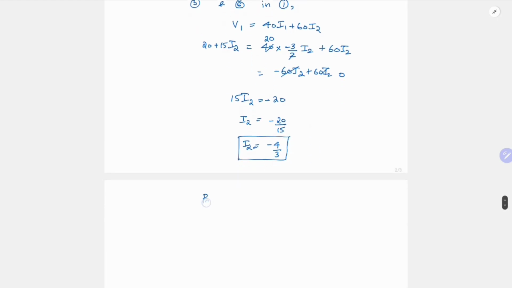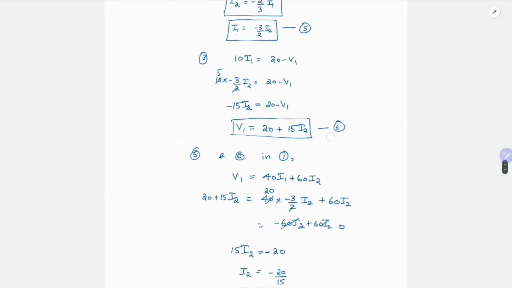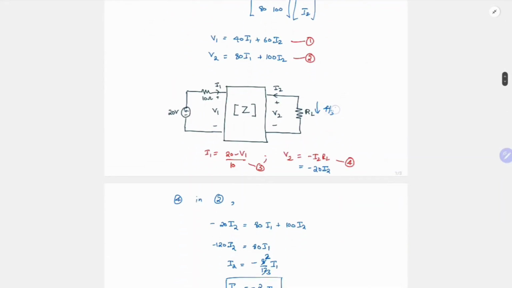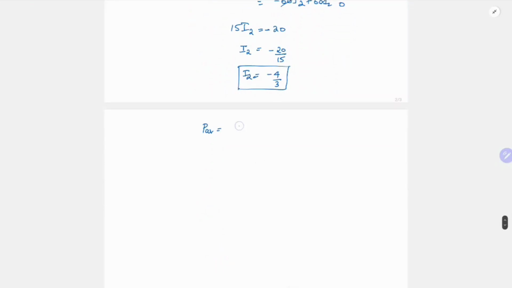So now what is the average power? This is I2 going in this direction. Irrespective of the sign, power is always consumed by RL, so the average power delivered to RL will be I2 squared into RL, which is equal to 4 squared by 3 squared into 20, which is 16 by 9 into 20. So this is 320 divided by 9.